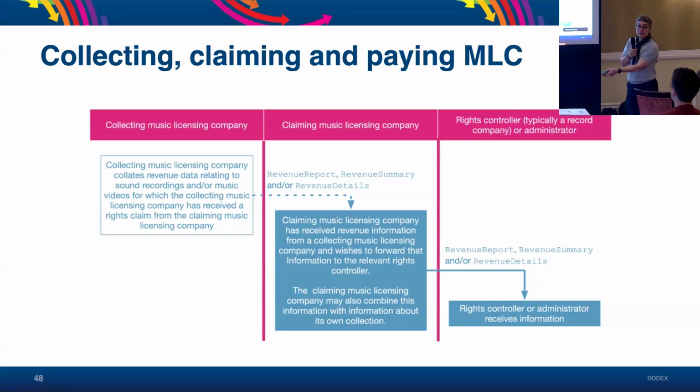So the left party would also then be a paying party, for example, for all of those revenues in their own territory, whereas the claiming music licensing company in that instance will aggregate what they collected internally, plus everything that was collected in a different territory. They collate all of that data for the rights controller they have to report and pay for. So that is more or less the choreography that this is trying to do.